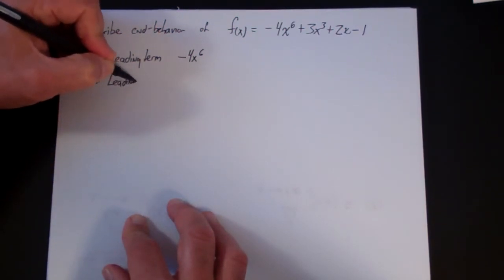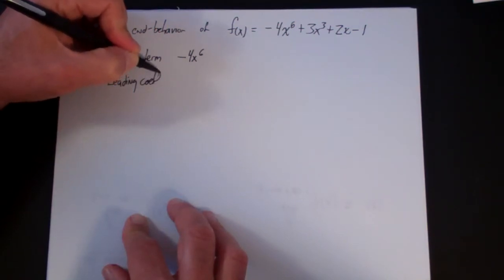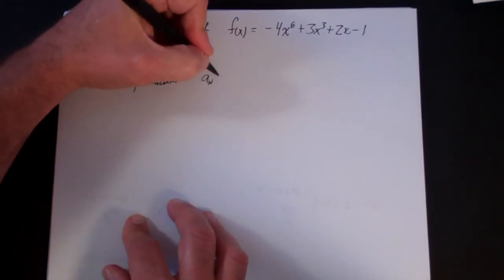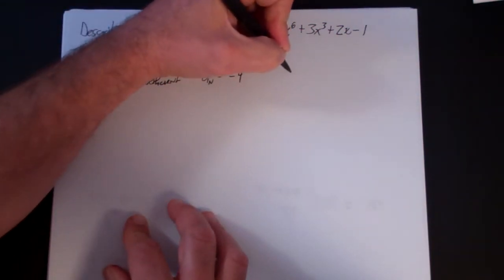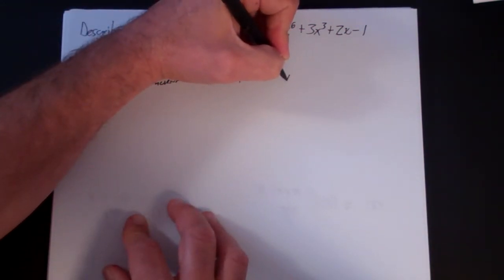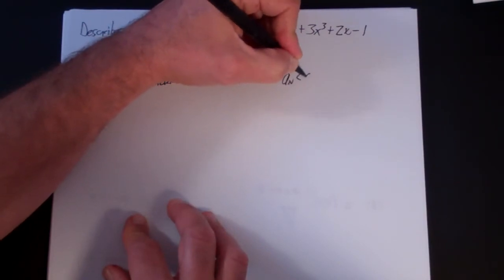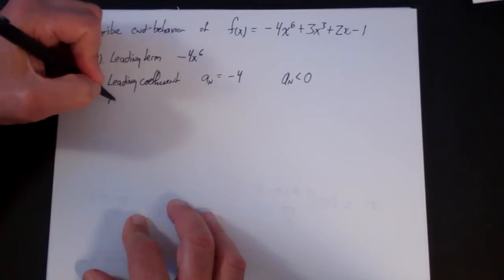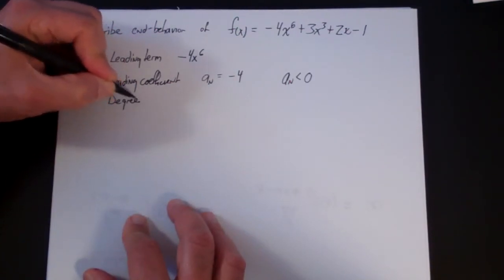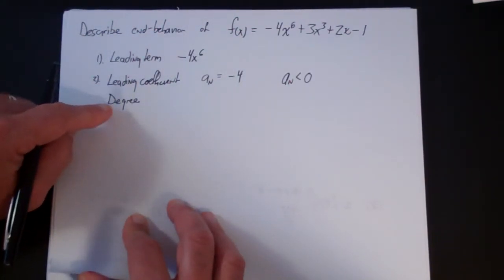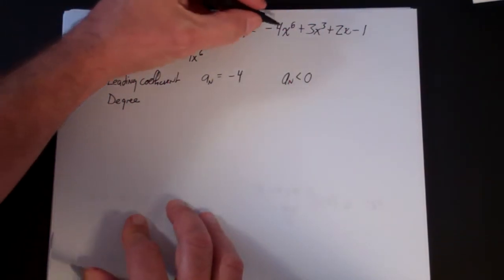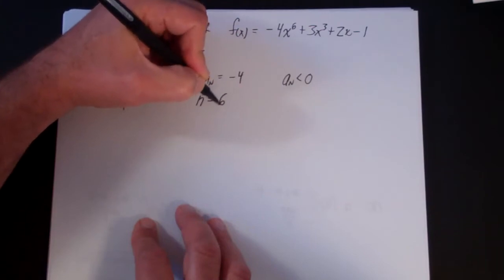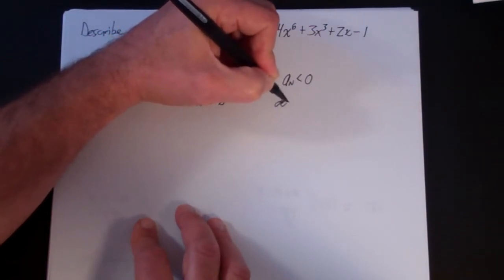And in particular, is the leading coefficient positive or negative? Leading coefficient is a sub n, and that's equal to -4, and that's negative. So a sub n is less than 0. And then find the degree. Now the degree, you don't want to find out if it's positive or negative, you want to find out if it's even or odd. In this case, the degree is the highest power, so n is 6, so that's even. So the degree is even.